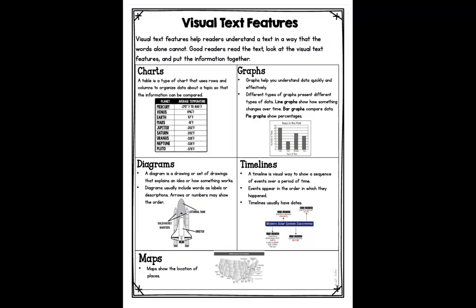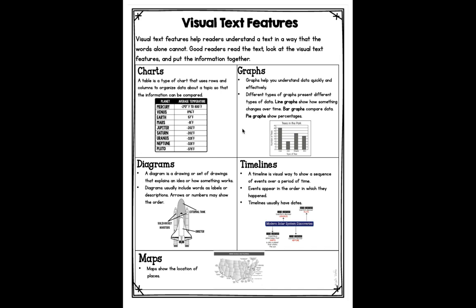understand what you're reading. So I just put this next anchor chart here so you could kind of see some of the visual text features that you'll see in your passages that you'll be working with this week. So visual text features help readers, that's you, understand a text in a way that the words alone cannot. Good readers read the text, look at the visual text features, and put the information together. So this standard asks you to not only read the text, but it also asks you to use the visual information that it gives you, so those text features, in order to understand the questions and answer the questions.